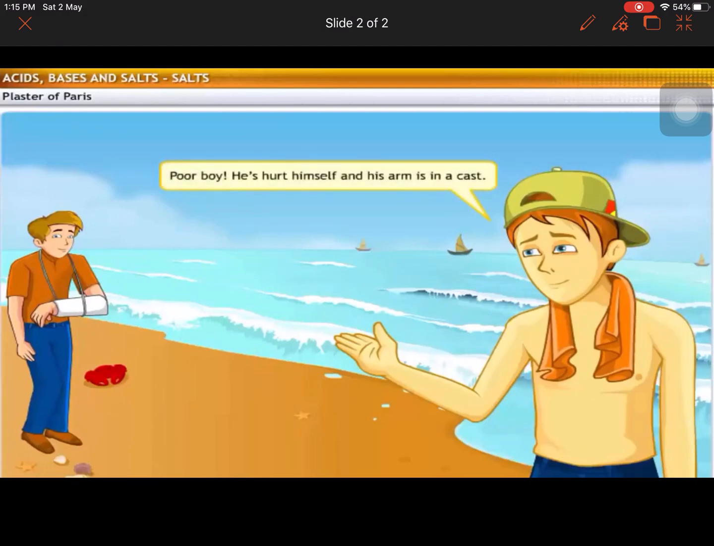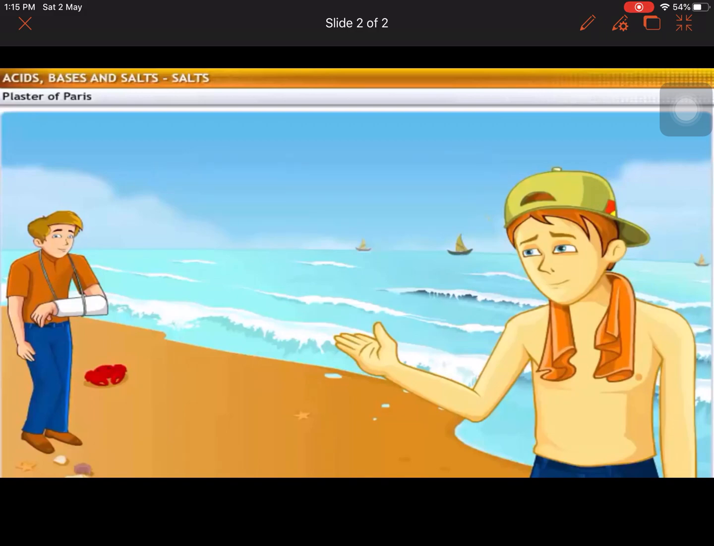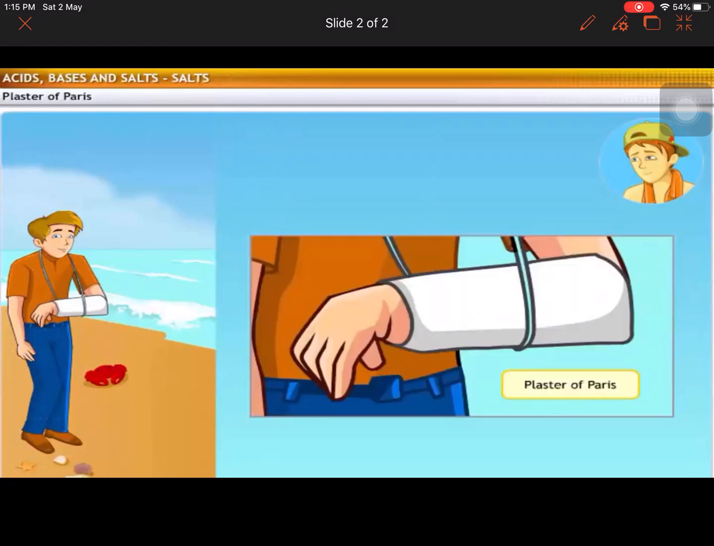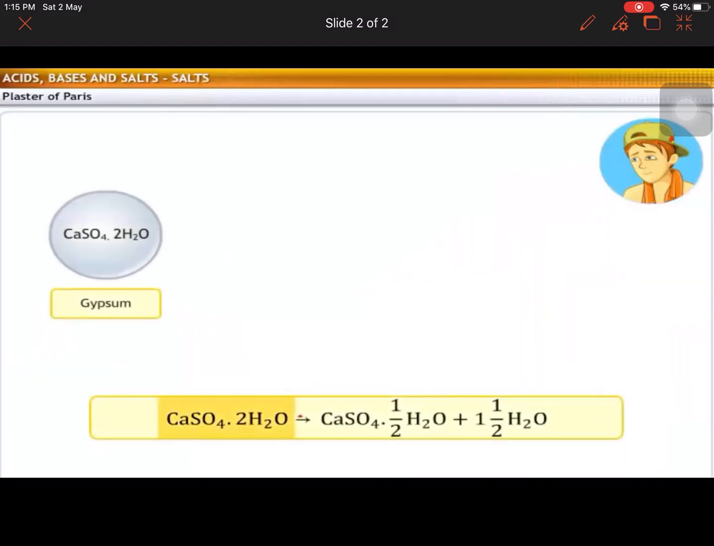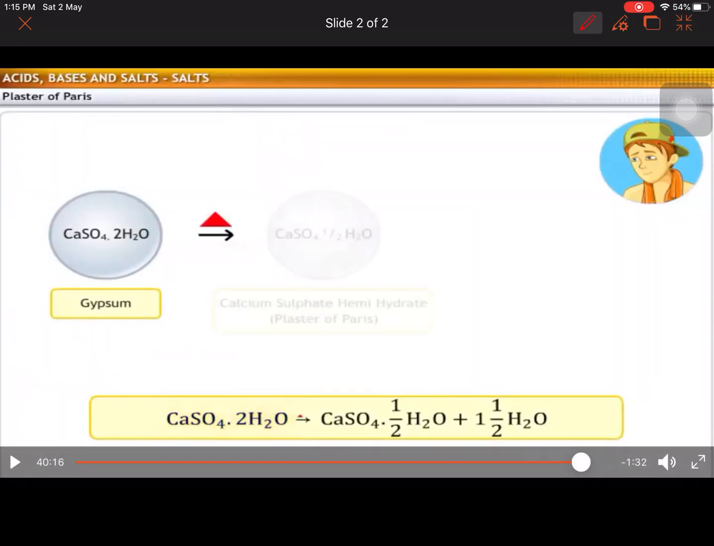Poor boy. He's hurt himself, and his arm is in a cast. Do you know what that cast is made of? It is made of plaster of Paris, POP. Gypsum, when heated to 100 degrees centigrade, forms plaster of Paris. Note the formula. This is gypsum, and when it is heated, 1.5 water molecules get evaporated and only half a water molecule remains in it.